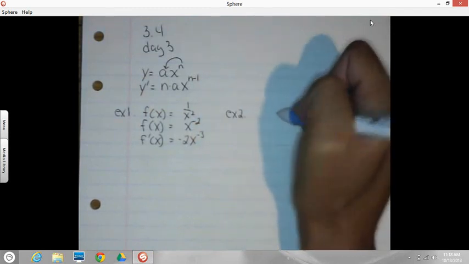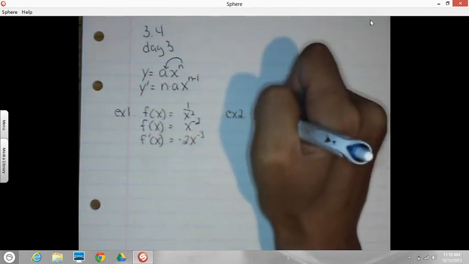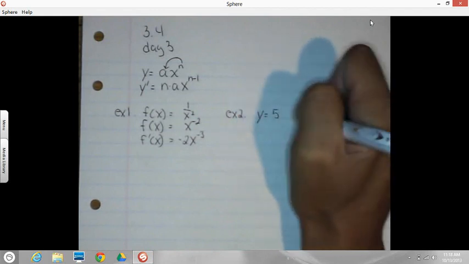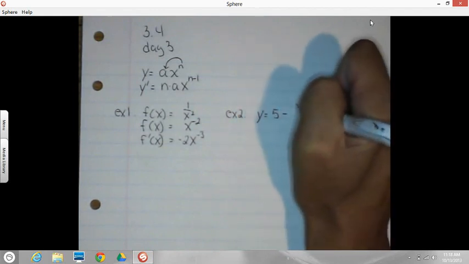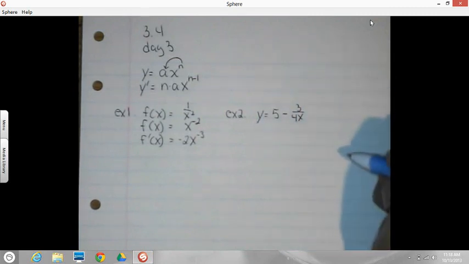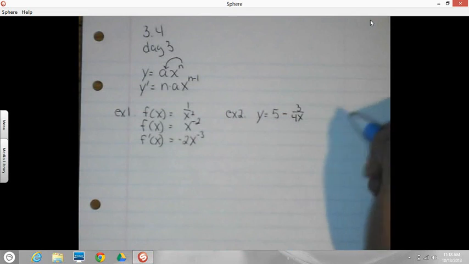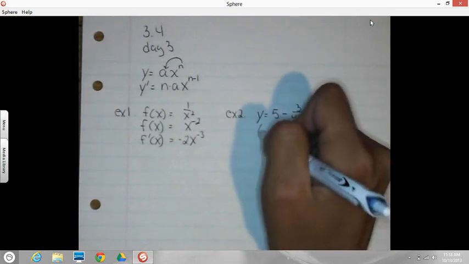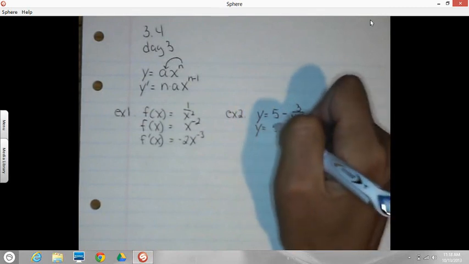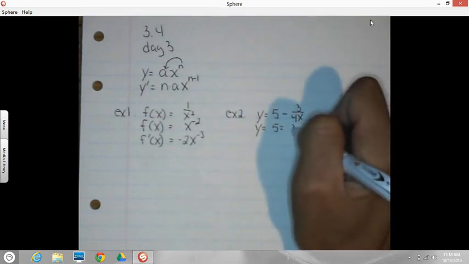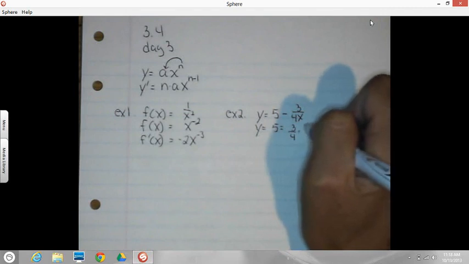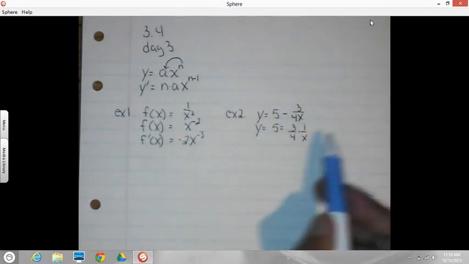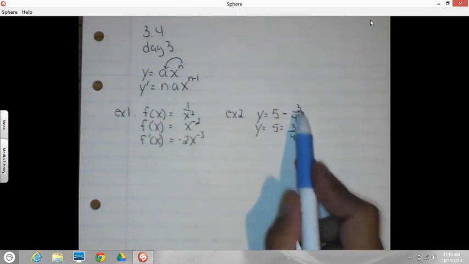Next one, something like this. 5 minus 3 over 4x. Okay, now here, again, it's only the x that's the problem here. The 4 in the bottom is fine. So you want to rewrite this, not derivative yet, as 3/4 times 1 over x. And if you take a look, if I multiply the 3 and 1 together, 4 and x, I get that fraction back, so I just kind of broke this apart.